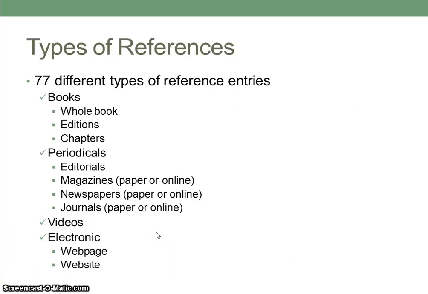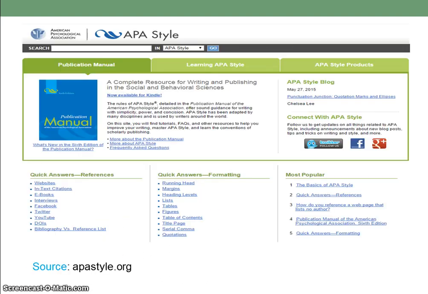The publication manual of the American Psychological Association has listed 77 different types of reference entries. Examples of these are books, periodicals, videos, and electronic sources. Within each one, you'll see different ways to acknowledge and present your reference entry. Because of these differences in formatting each source, we recommend you go to the APA style website to see more examples and tutorials on how to present these. Another good option is to buy the publication manual for easy reference.